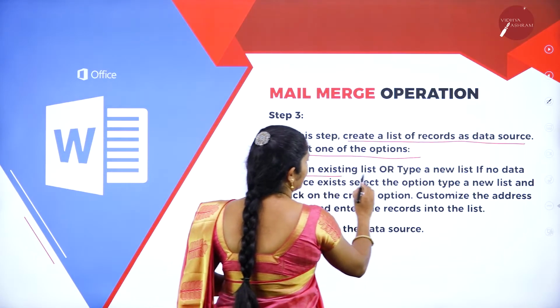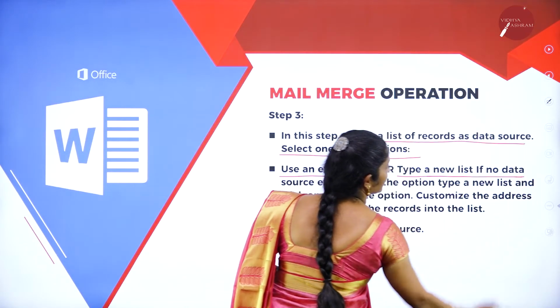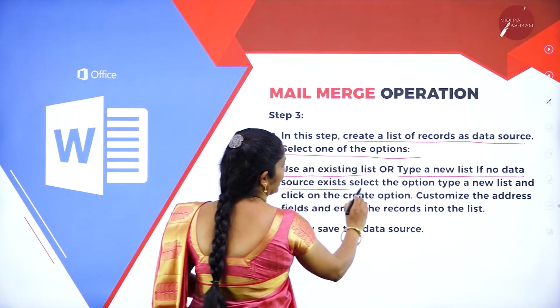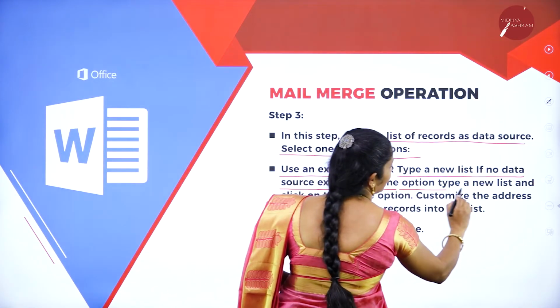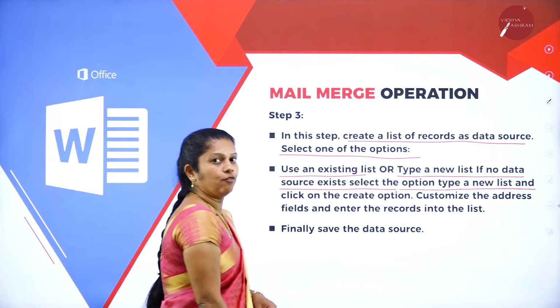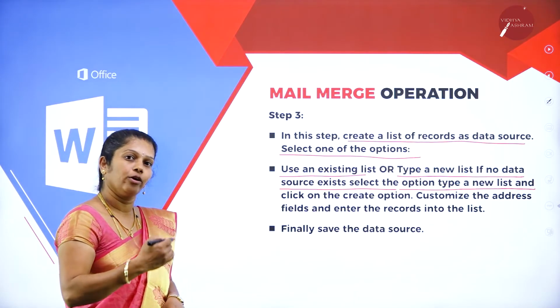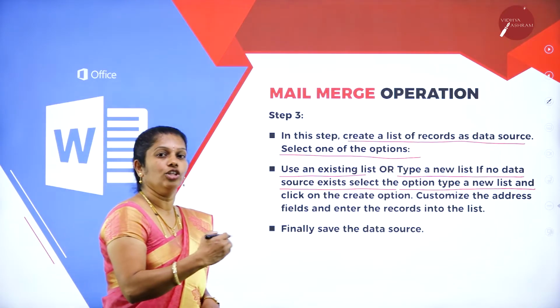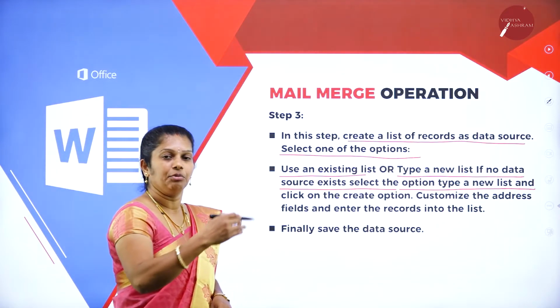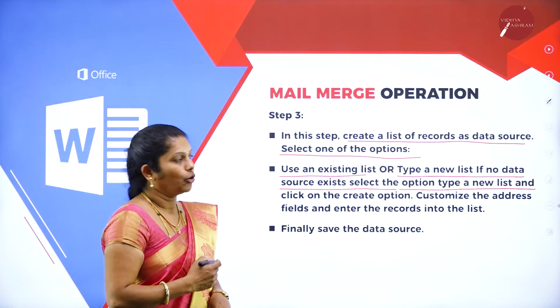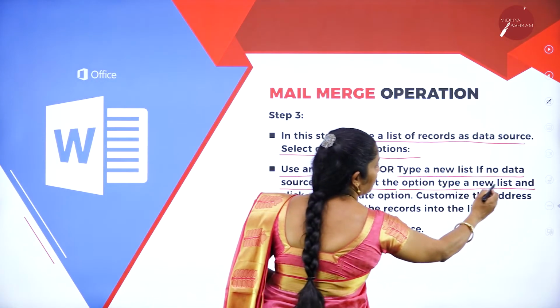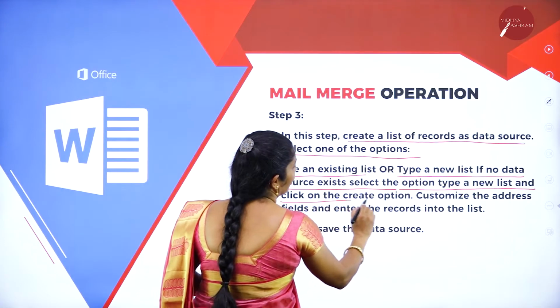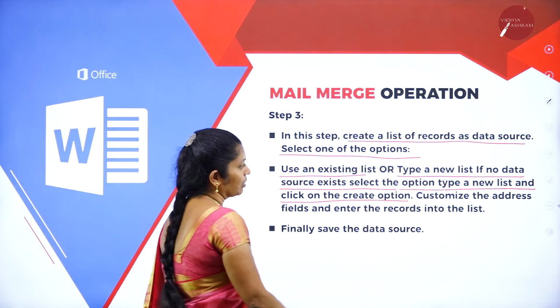Use an existing list or type a new list. If no data source exists, select the option type a new list. If you have the existing one, just click on that. If you don't have an existing source document, then click on the new option. There you can create the source document here. Select the option type a new list and click on create there.